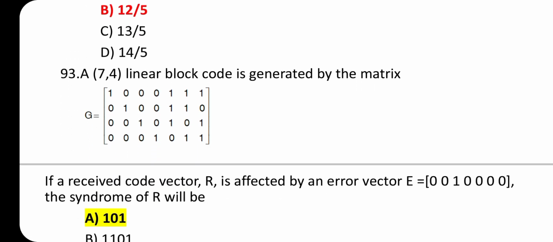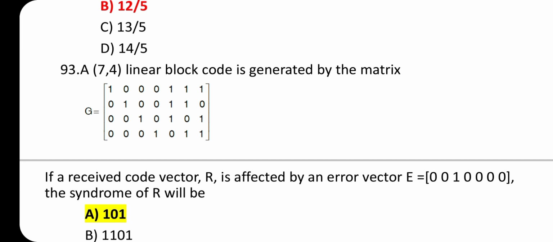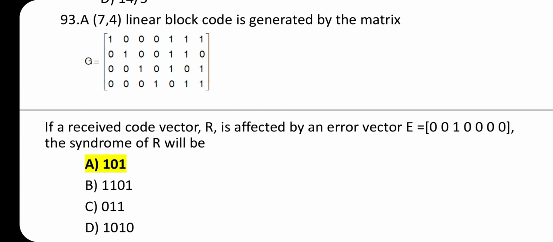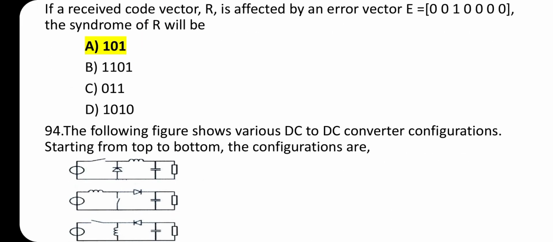A (7,4) linear block code is generated by the matrix G equal to 1 0 0 0 1 1 1, 0 1 0 0 1 1 0, 0 0 1 0 1 0 1, 0 0 0 1 0 1 1. If a received code vector R is affected by an error vector E equal to 0 0 1 0 0 0 0, the syndrome of R will be option A, 1 0 1.